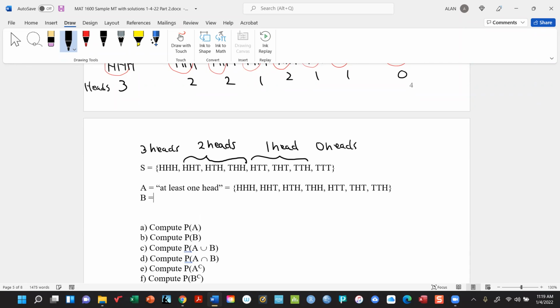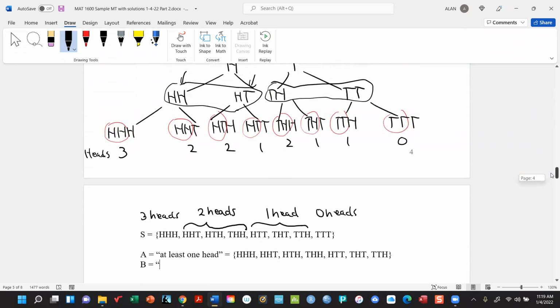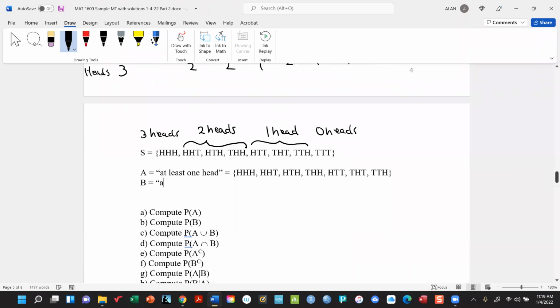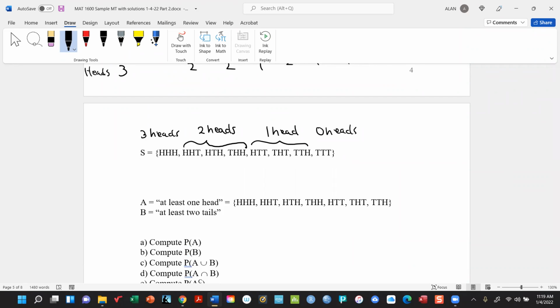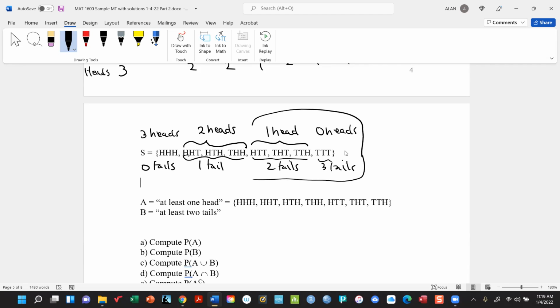And then let's look at B. B is defined as at least two tails. Now, at least two tails could be interpreted as 0 or 1 heads. But what we could do is, if you want, underneath here, because it means the same thing, rewrite these as 0 tails, one tail, two tails, and three tails. So B would be these two. Because one or less heads, two or more tails are the same thing in this case.